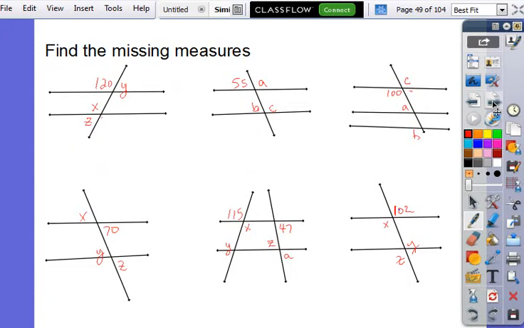If I wanted to do something like this, what would X be? It'll be 120 because it's corresponding. What about Y? It's a linear pair, so it has to add up to be 180. 180 minus 120 is 60. What about Z? That's going to be 62 because Y and Z are alternate exterior. All right, so you need to be able to do that.